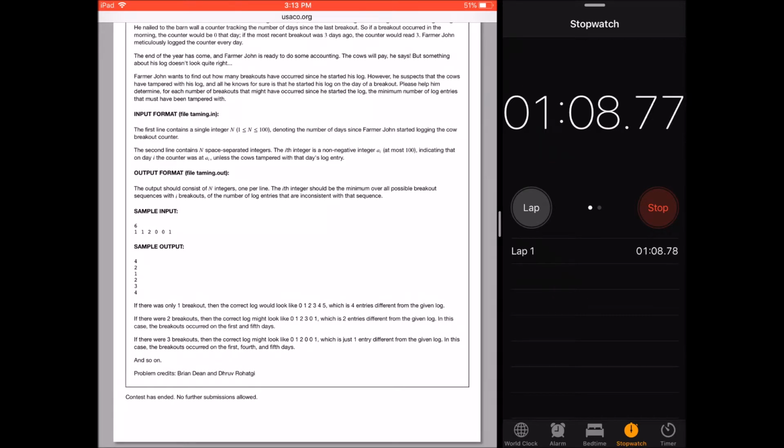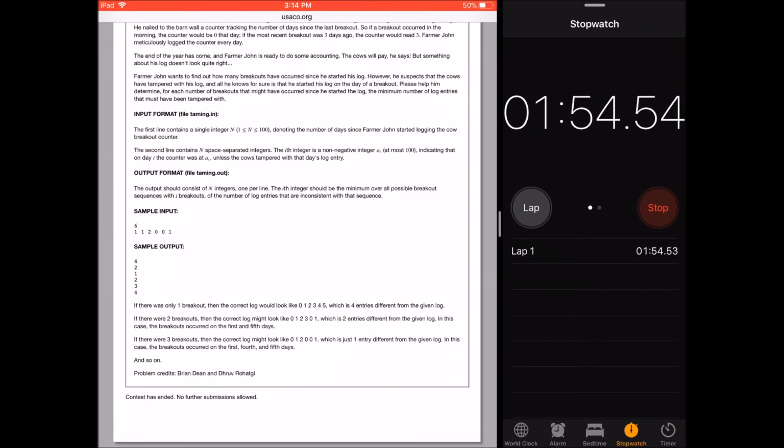Okay, so you have n days, and you have non-negative integers indicating what the counter is on every single day. First, you're supposed to output the minimum number of possible breakouts, and the log entry that matches that. Okay, so I'm looking at the sample. Oh no, okay, so I read the output format wrong.